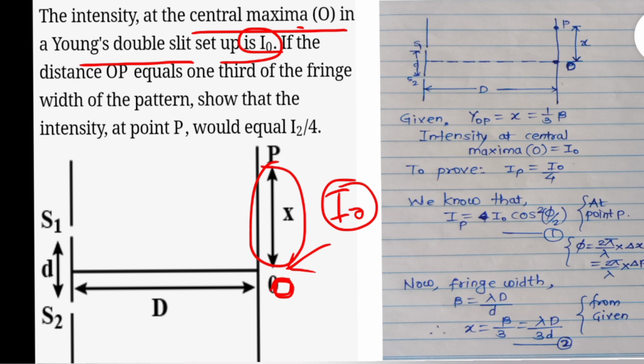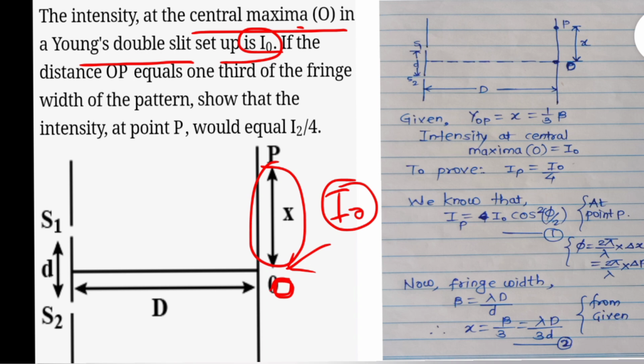This is the distance. What is that? We say yn. So basically this is the distance from the central maxima up to the point P. So now it is maximum, which means it is the position of formation of the fringe.